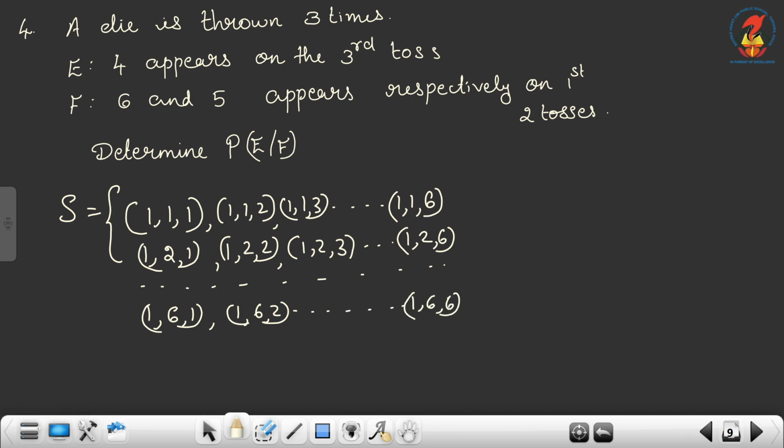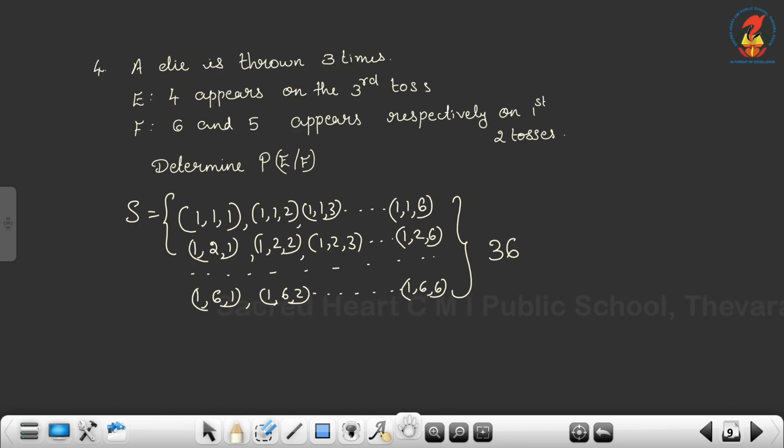Okay. So in the first row there are 6 elements, only the last element changes. Okay. So 6, 6, 6 like that. This much is how many elements here? 36 outcomes. Now we can change this one, so starting with 2.